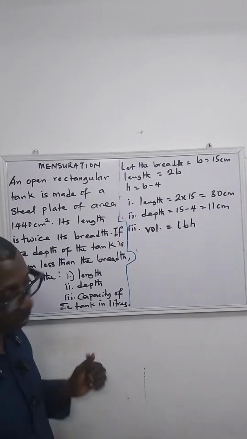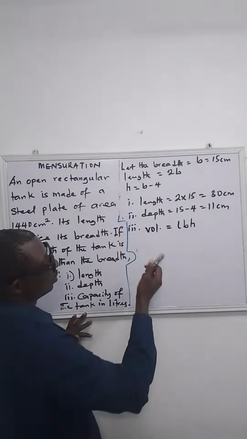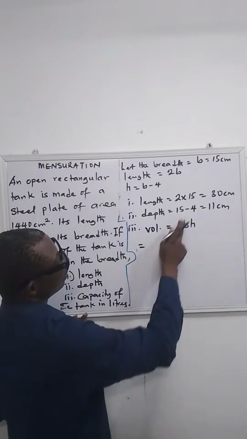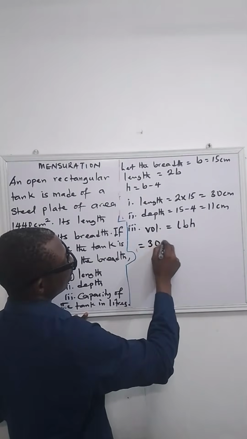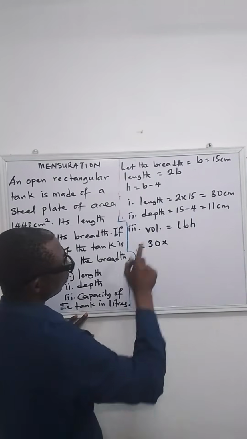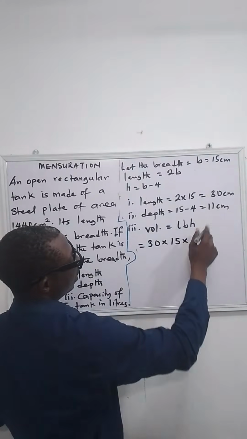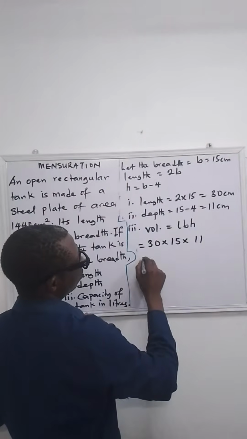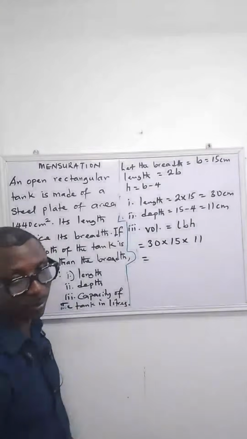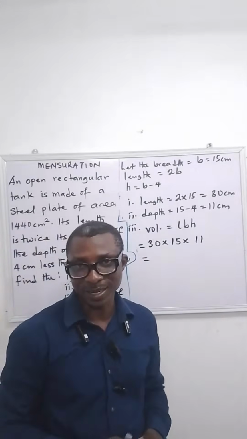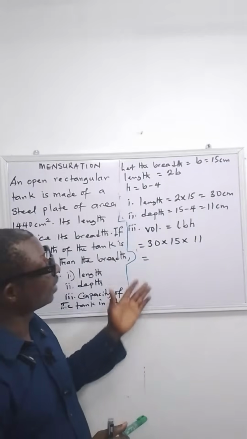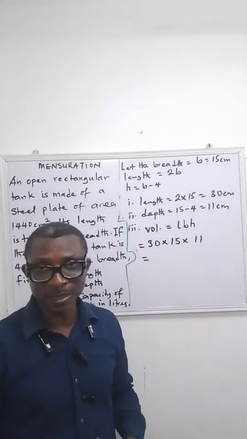All right, so now can we input? So we have the length is what? 30 times, what is the breadth? We have gotten the breadth as 15 times the height, 11. So can you tell me what the answer is going to be? So if you know the answer, can you drop that in the comment section? Let's see. Okay, quickly compute that and tell me what the answer is.